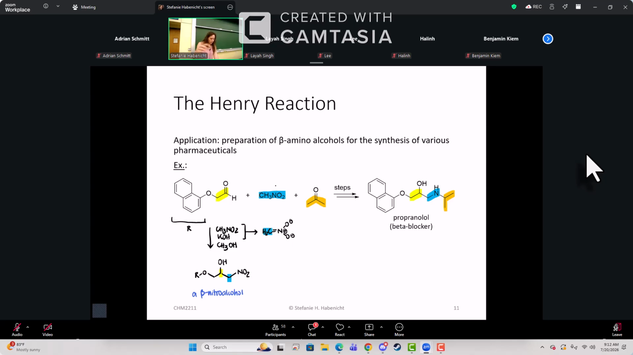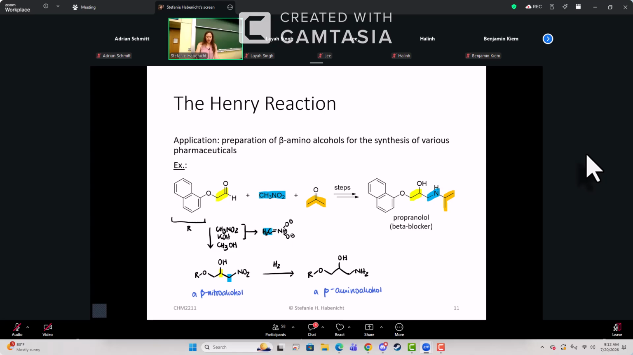And so what we need to do is turn that nitro group into an amino group, which requires a reduction. So we want to turn our beta nitro alcohol into a beta amino alcohol using a reduction. So what reduction works to reduce a nitro group?